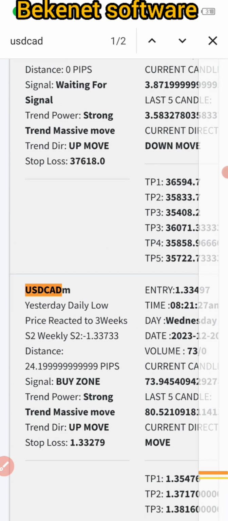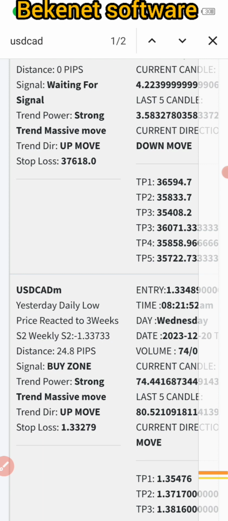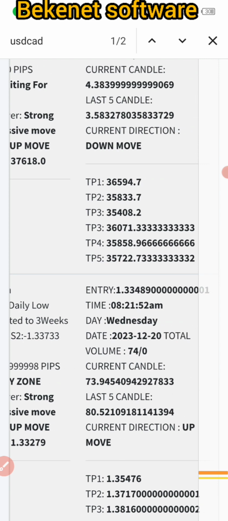This is a buy zone. We're currently buying this market now. As you can see, trend direction is up move. Always wait for you to see this trend direction before you trade. And current direction is up move.